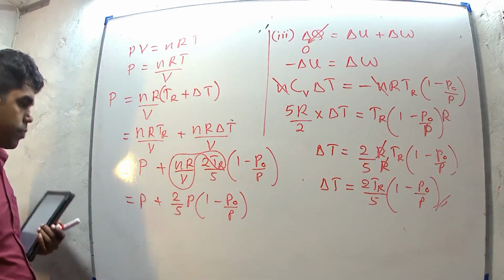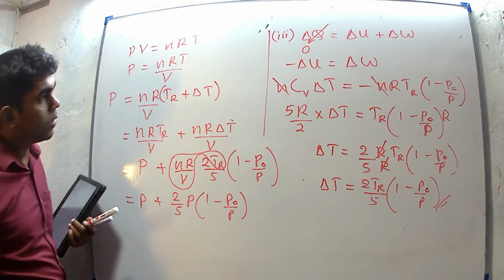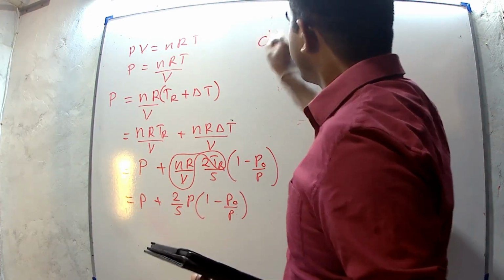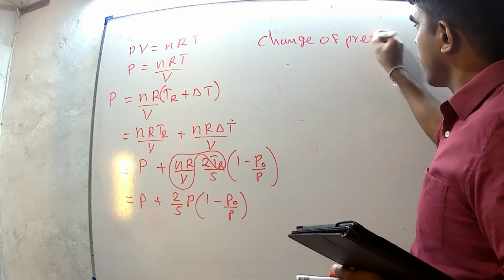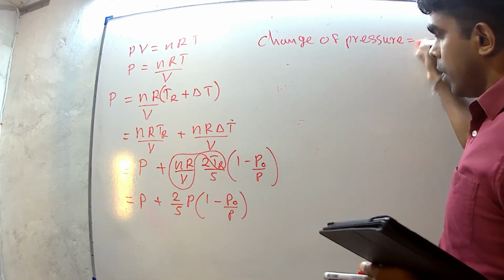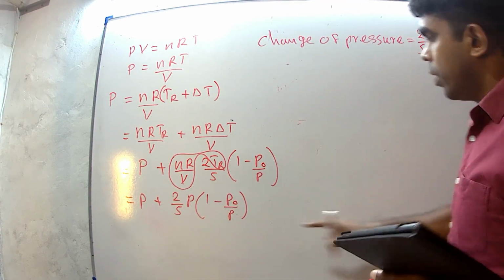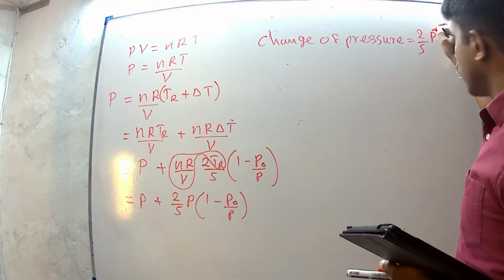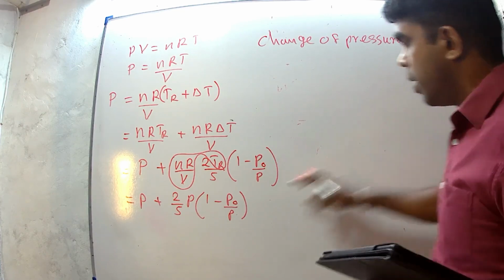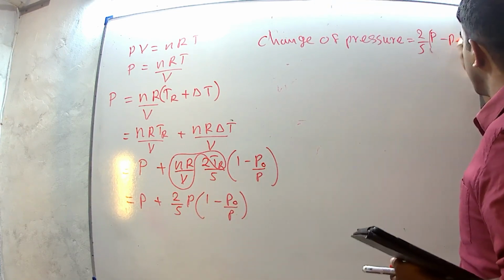Now we can get the change of pressure. Change of pressure is this one: 2 over 5 P into 1, P minus P into this value. We can cancel out P and P naught.